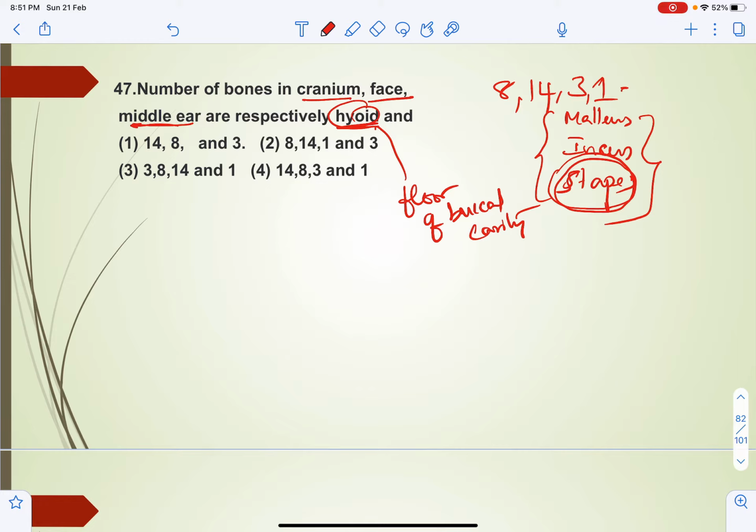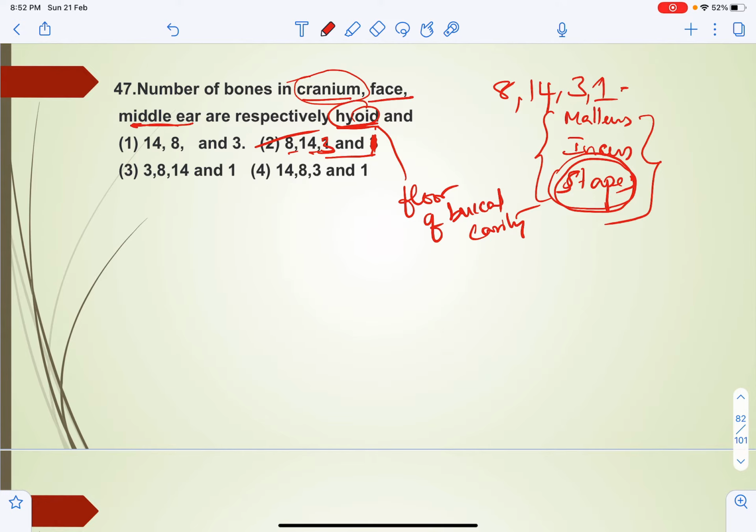Right. So cranium, we can say that 8, 14, that is middle ear, 3, 1. So your option is not correctly given. That is 8, 14. Make it any one option like this and you can select.